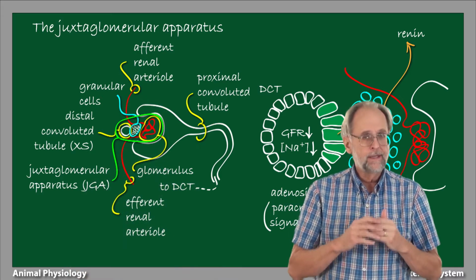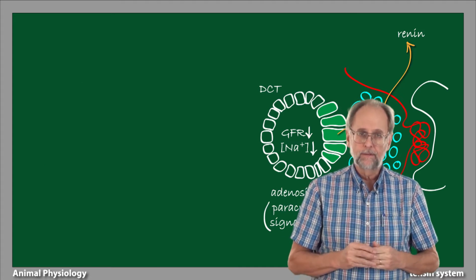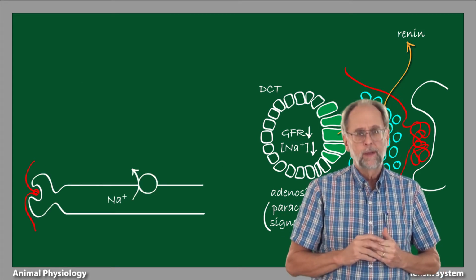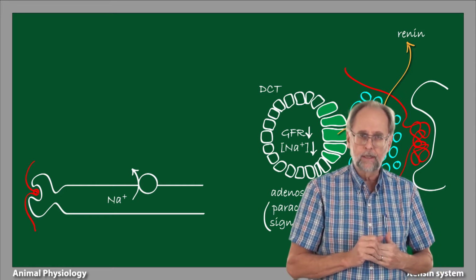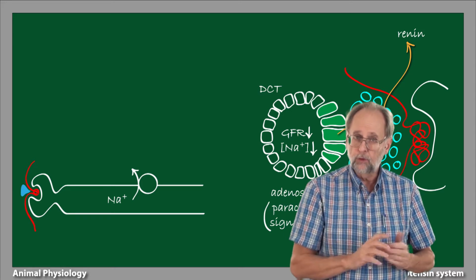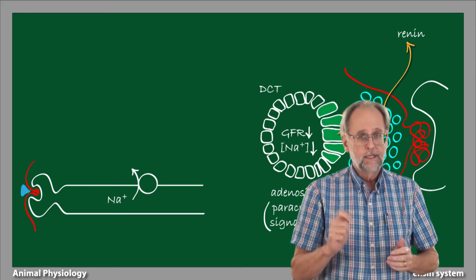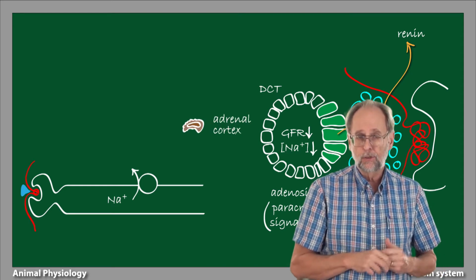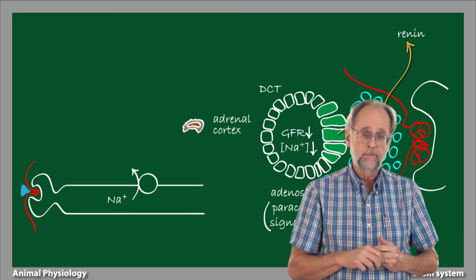Here's where things begin to get a little bit complicated. Let's start with our simplified tubule. We're just going to pay attention to sodium recovery here. We're going to mark the granular cells with this little blue blob here. Let's also slot in the adrenal cortex here because that's the source of the aldosterone.